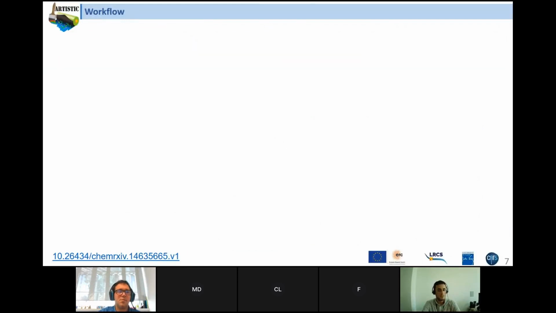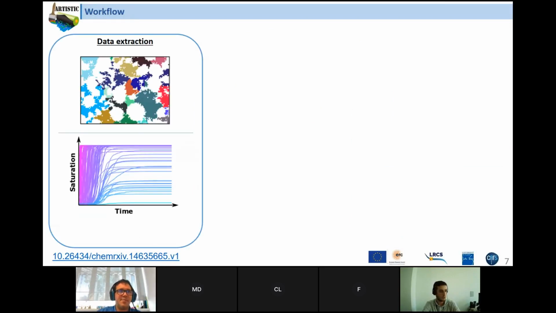So if we continue with this data extraction, here we show another slice of the microstructure. And for illustration, we will select these two random pores, which are outlined in red and in blue. As you can see, the saturation curves for each of these pores are also shown in red and blue. So what we did is to further distill this data in order to obtain the most relevant features of each of these calculated saturation curves.